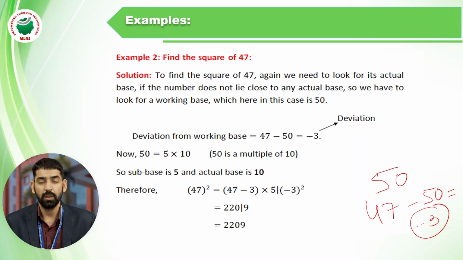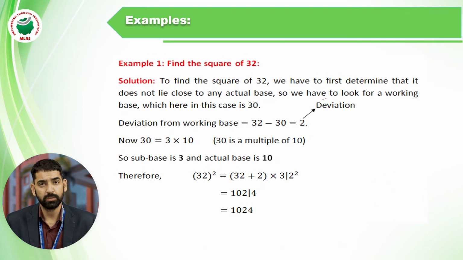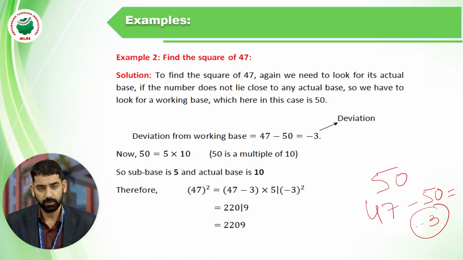Remember one thing, students: the formula is given number plus deviation into sub base, separator, deviation square. But here, as the deviation is negative, we can say 47 plus minus 3, that is 47 minus 3, that is why minus is given there instead of a plus sign. This way we can find the square of any number which doesn't lie close to the base but is a multiple of 10. In the previous case the deviation was positive, that is 2, and in this case the deviation is negative, that is -3.